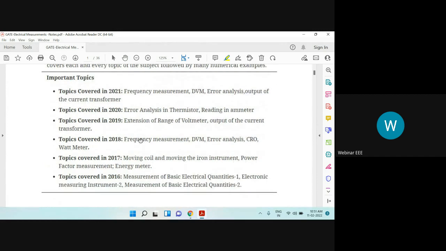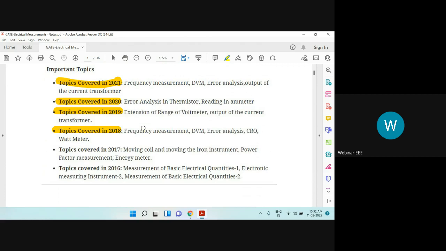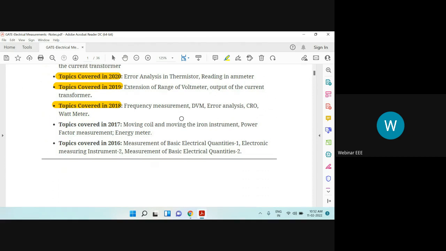Coming to the previous paper analysis, based on the GATE question papers, these are the major topics covered every year. In the recent 2021 paper, three questions were asked on frequency measurement, digital voltmeter, error analysis, and the output of an instrument transformer, which is a current transformer. In 2020, questions were asked on error analysis and ammeter reading. In 2019, it was extension of range of a voltmeter, that is, how we measure the value of voltage and current transformer. In 2018, 2017, and 2016, these terms were regularly covered.